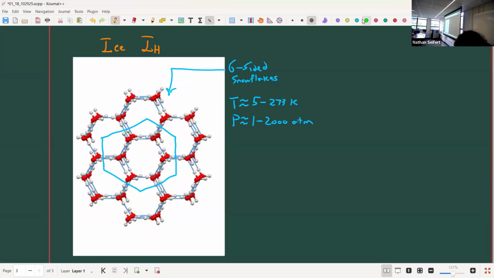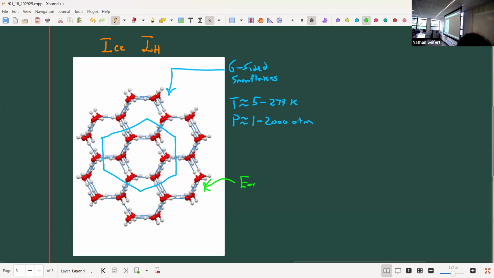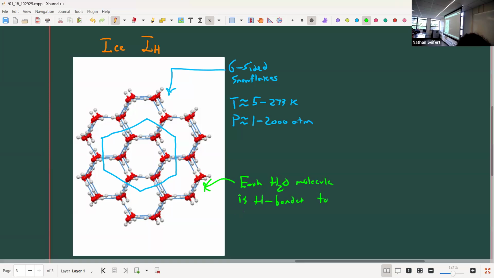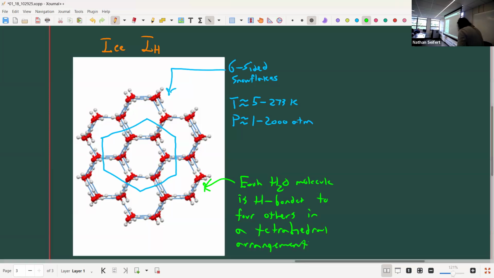And what you actually find is that each H2O molecule is hydrogen bonded to 4 others in a tetrahedral arrangement. So you can kind of imagine if you look at each of these waters, they're arranged relative to the other waters so that it looks like methane. You have a water in the middle, and then you have a water pointing straight up, and then at an angle of 109.5 degrees, in tetrahedral geometry, you have other waters.